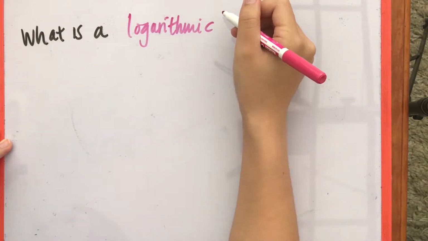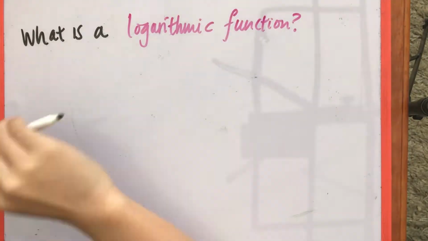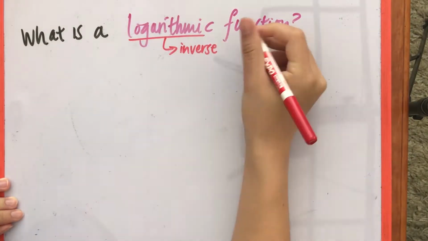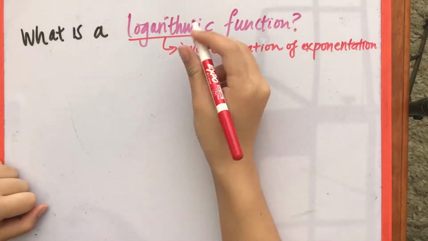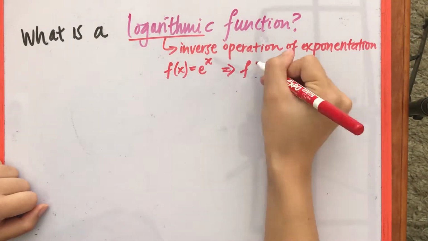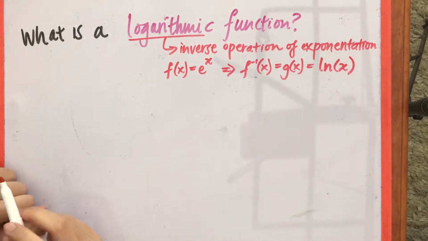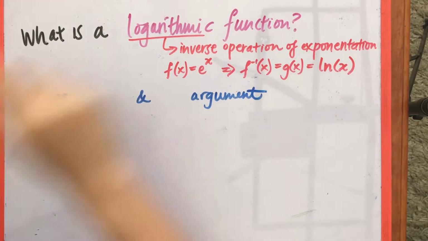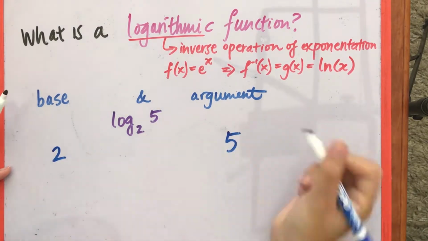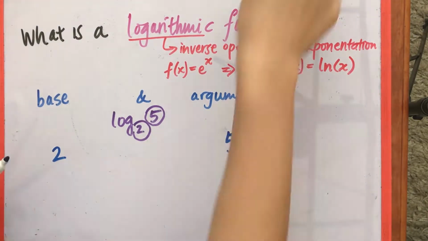First off, what is a logarithmic function? In mathematics, a logarithm is the inverse operation to exponentiation. So, the inverse function of f of x equals e to the x is the natural log of x. When writing logarithms, you have a base and an argument. For example, with log base 2 of 5, your base is 2 and your argument is 5.